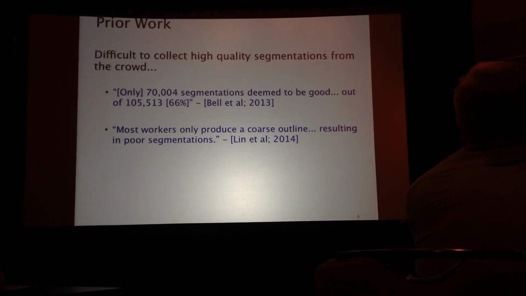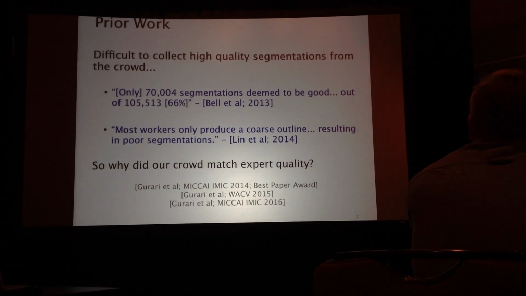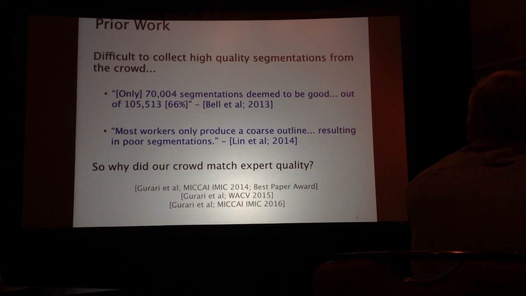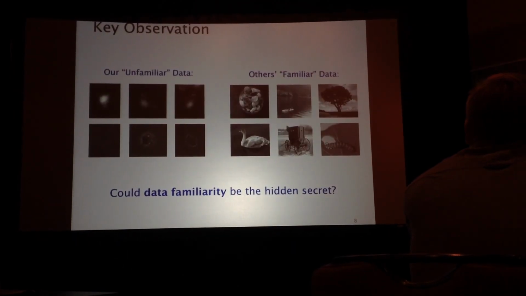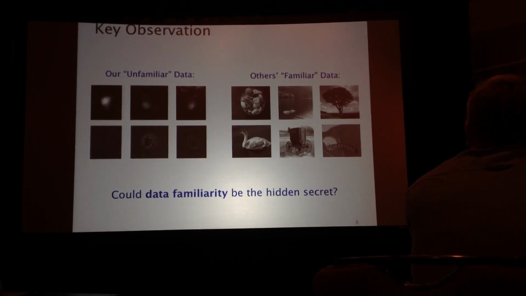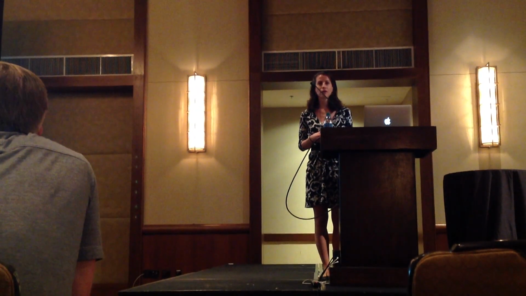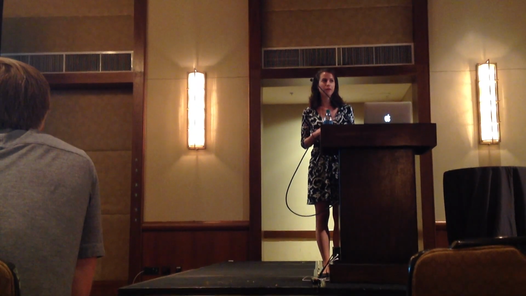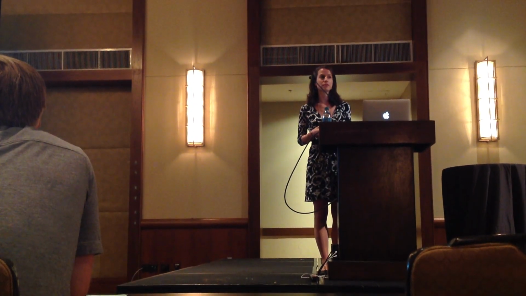Well, this work is inspired by the following question, which is, why did our crowd match expert quality when we did this task? And the key observation is the data that we were working with is biomedical data. In other words, this data is unfamiliar to the crowd. And prior work, predominantly, is working with familiar data, material that's familiar to a crowd. And so one of the questions that prompted this work is, could the data familiarity be the hidden secret for our success?